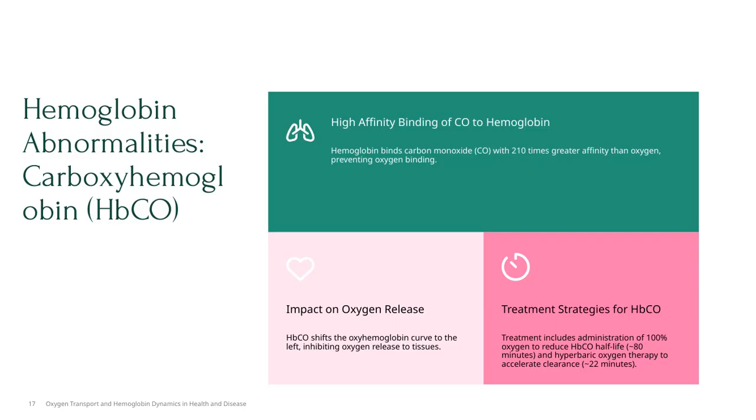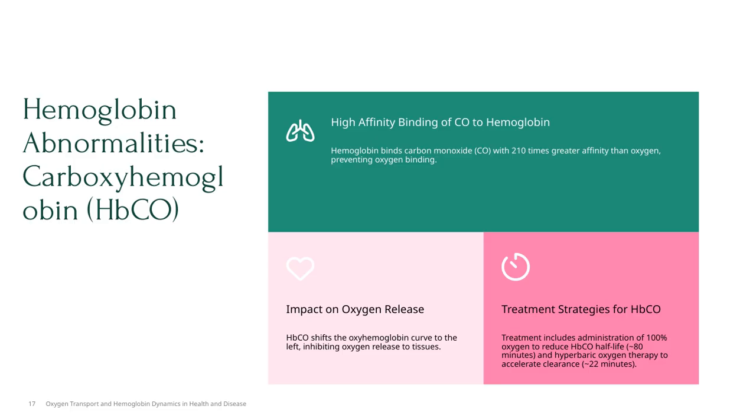Today, let's discuss how carbon monoxide, or CO, interacts with hemoglobin and what that means for our health. Hemoglobin actually binds CO with about 210 times greater affinity than it does oxygen, which is quite significant. This means that when CO is present, it can easily latch onto hemoglobin and prevent oxygen from binding effectively. This high affinity drastically impacts oxygen delivery to tissues.